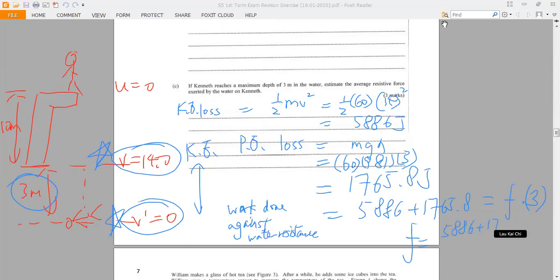5886 plus 1765.8 divided by 3. Okay. Can you follow actually? Now, so the answer would be around 2600. Okay, now, once again, you're looking for the average resistive force. And this average resistive force is taking away the energy.